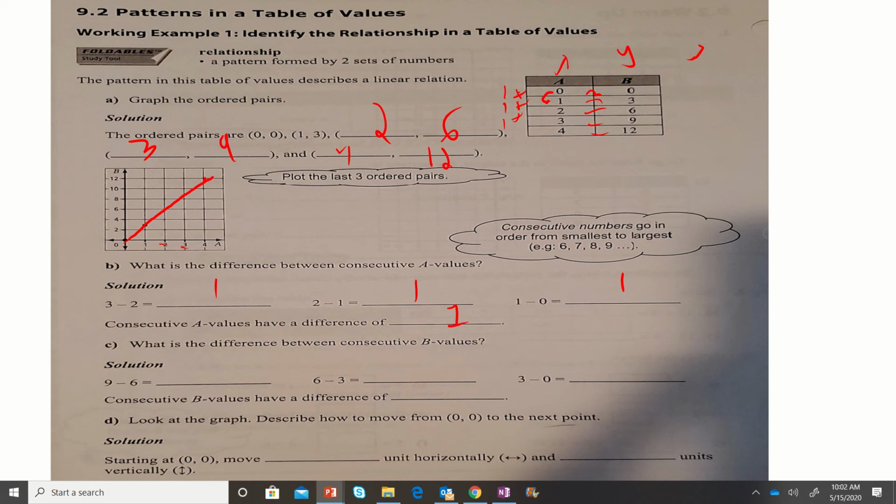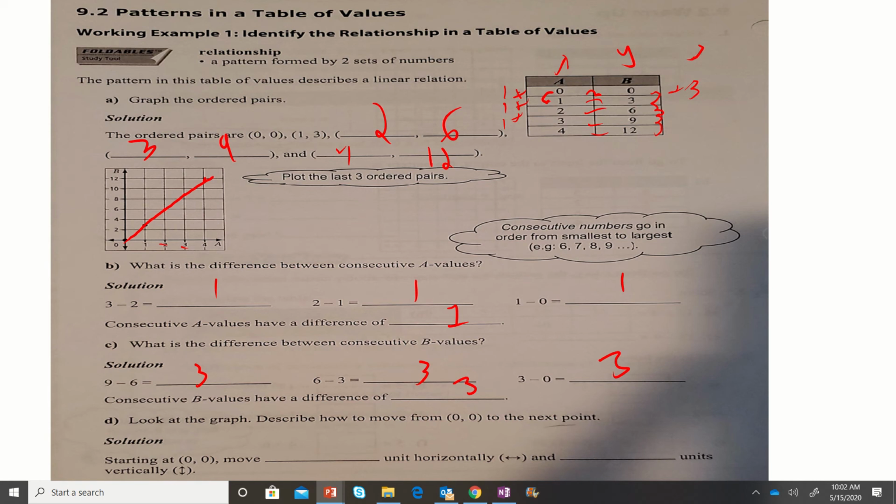Now the difference in B, as we can see, we go 0, 3, 6, 9, 12. Well, we're adding 3 each time, right? Here they do it different. They go 9 minus 6 is 3, 6 minus 3 is 3, and 3 minus 0 is 3. So our difference is 3.